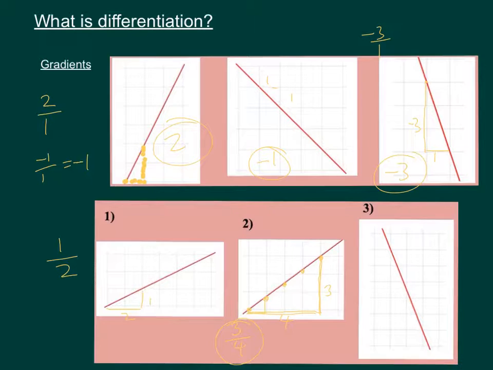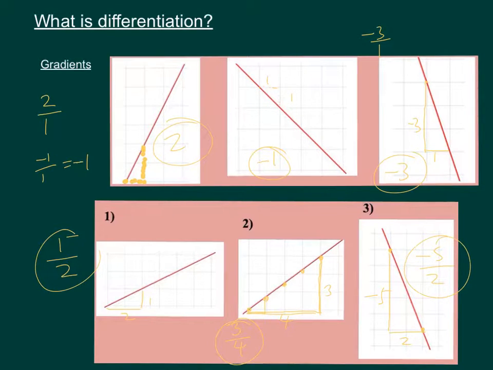And here, same deal. I'm going to start at this grid line here, and then I'm going to find the next one, which is down there. So it's down 5 and across 2. So it's minus 5 over 2. So that's our gradient, minus 5 over 2. Change in y over the change in x.